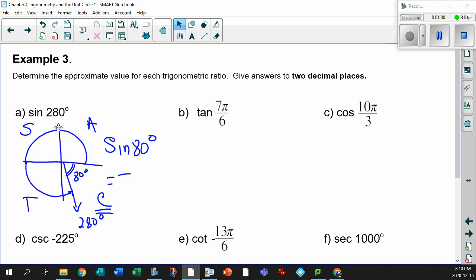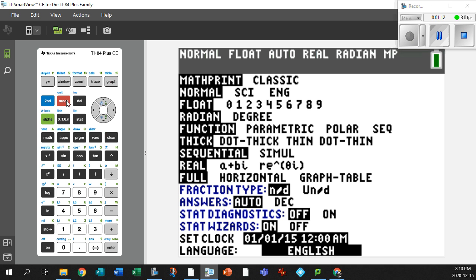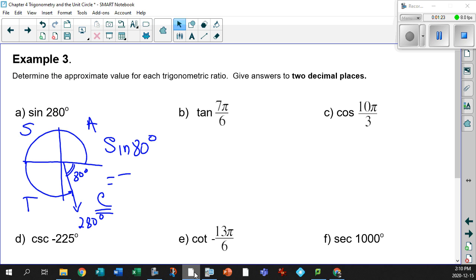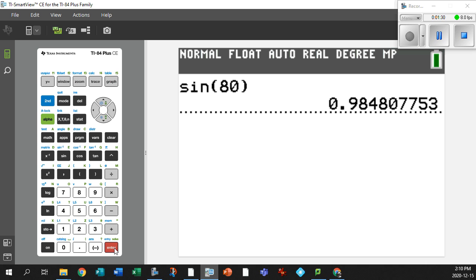First things first, pull up your calculator. Make sure your calculator's in the right mode because, of course, we're dealing with degrees. Mine's in radians, so mouse down to degrees, hit enter, you're good to go. Second quit. Now, let's put in the sine of 80 degrees. It gives you an answer of 0.984, right? Okay, let's go back to here then.